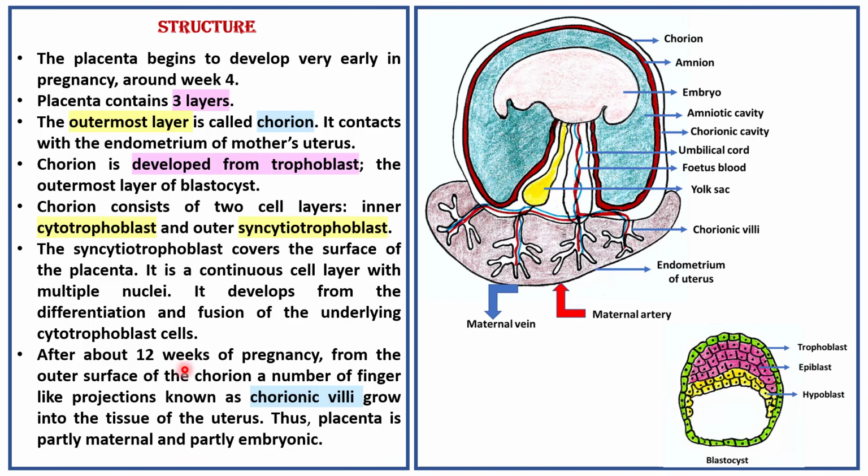After about 12 weeks of pregnancy, from the outer surface of the chorion, a number of finger-like projections known as chorionic villi grow into the tissue of uterus. Thus, placenta is partly maternal and partly embryonic.